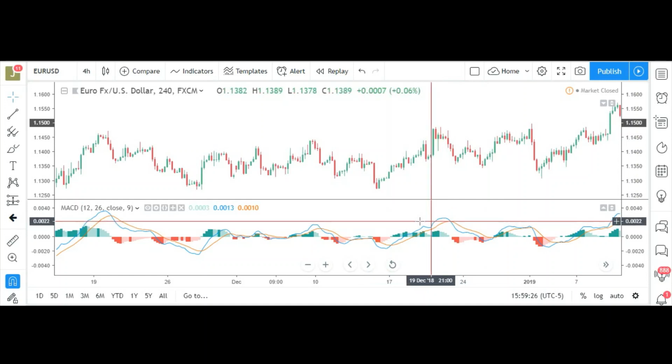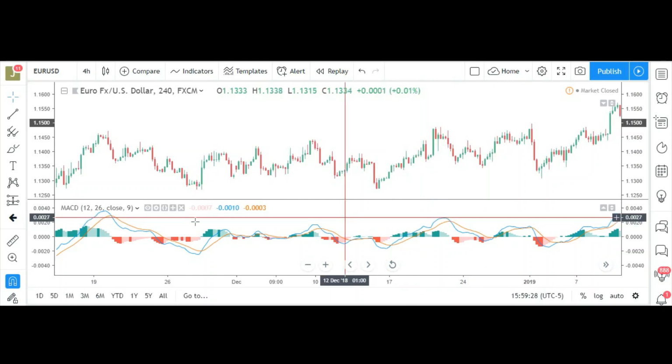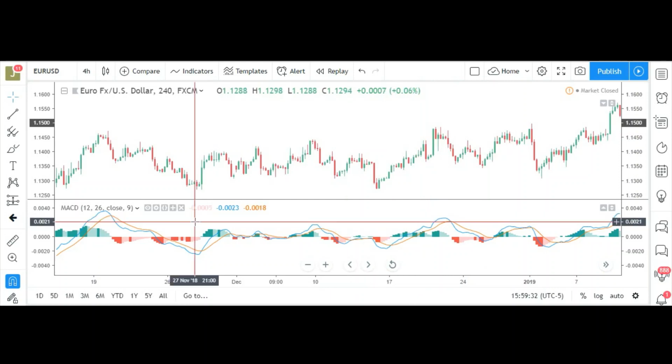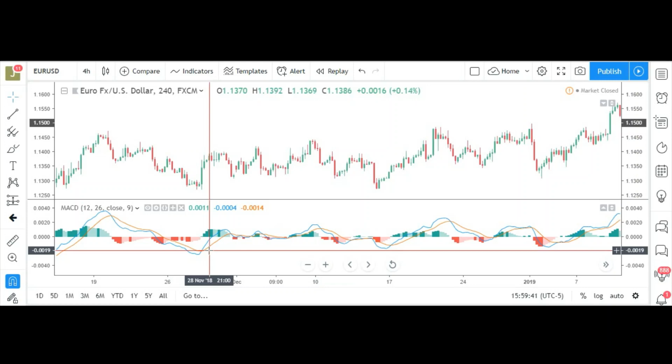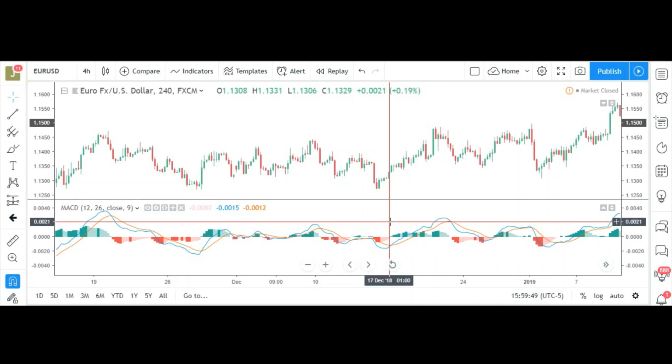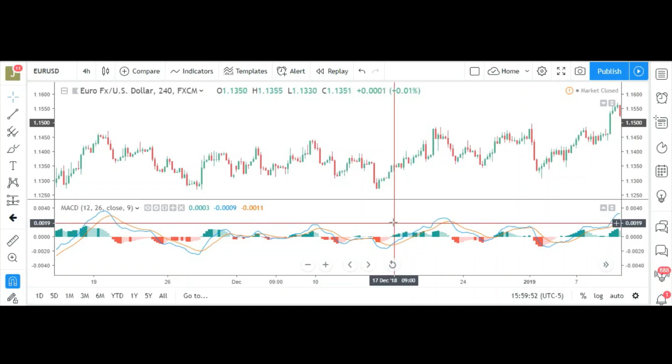And what's good to know is that the MACD, the blue line, is known as the MACD line, and this orange line is the signal line. Now there's a couple different ways to trade with the MACD. The first one is to use the MACD just like you would with the RSI and other indicators that gauge momentum, and to use it to find overbought and oversold areas.